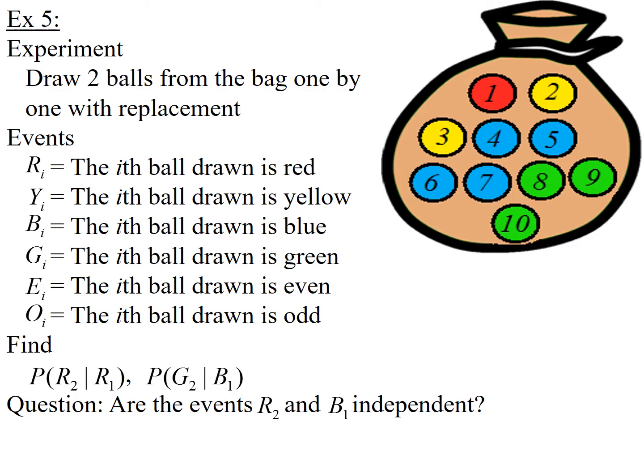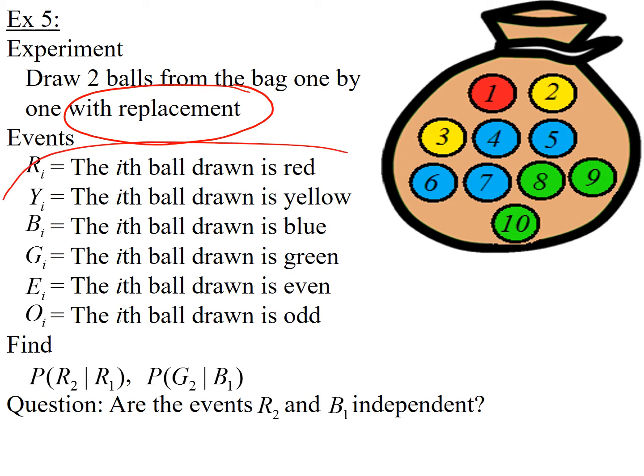Now one thing about example 5 that's different than in example 4 is in example 4 we were drawing one ball out of this bag. And this time we're drawing more than one. So the experiment is we draw two balls from a bag, one by one with replacement. We're going to do a without replacement problem soon, but this one is with replacement. What does that mean? That means I draw the first one, put it back in, and then draw the second one.